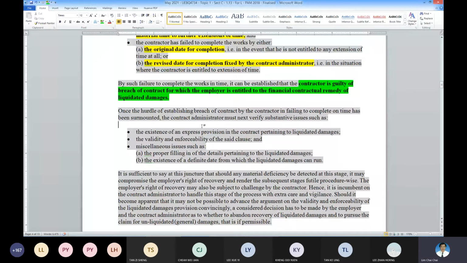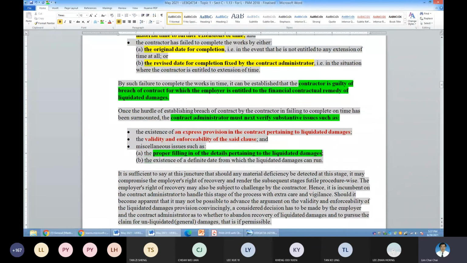On top of that, as usual, these are the substantive issues that need to be present in the contract document. There is an express provision for LD. That means there is a clause for LD. And then it must be a valid and enforceable clause. If you don't have that, then it will be a problem. So with the proper filling in of details pertaining to LD, this is an example of the proper details.